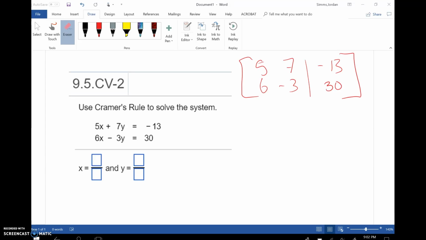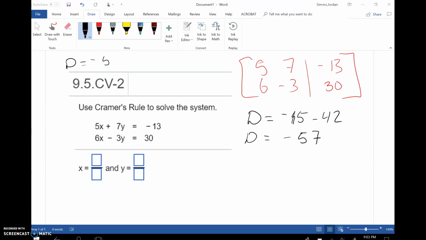Okay, so if we're going to do that, first let's find D. That is just the determinant. So that's only the determinant of this little matrix right here. We're going to go 5 times -3, that's -15, minus 6 times 7, that's going to be 42. Okay, so we just calculate that number now. -15 minus 42, what's that? -57, I'm going to say. So there we go, that's D. Make a note of that somewhere. D equals -57. Okay, so that's that.